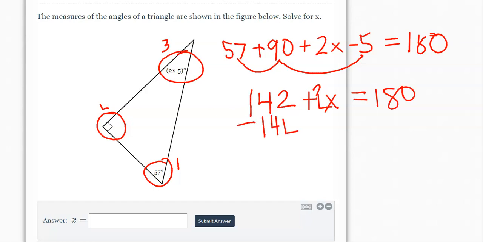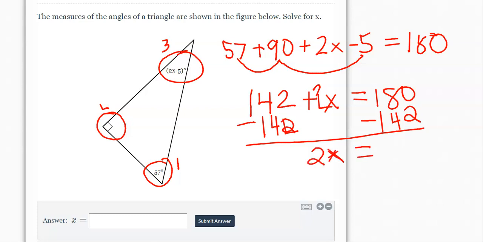So subtract 142 from both sides. Make it like 2 like that. So my 2x is left over. And over here I'm going to get 38. And divide by 2.